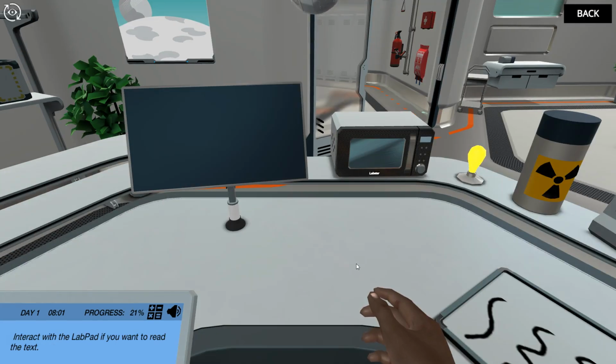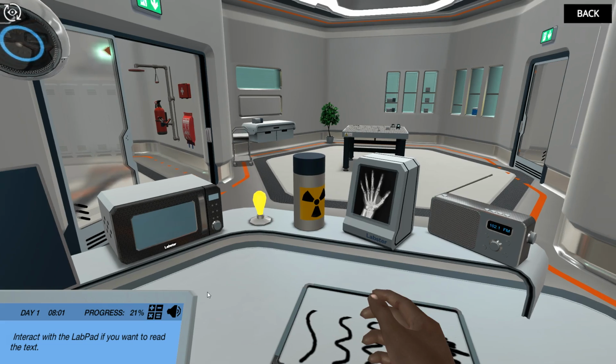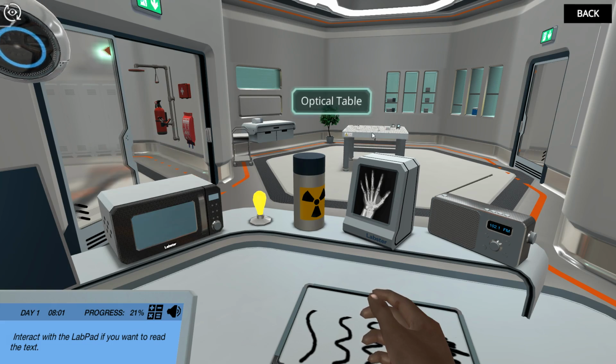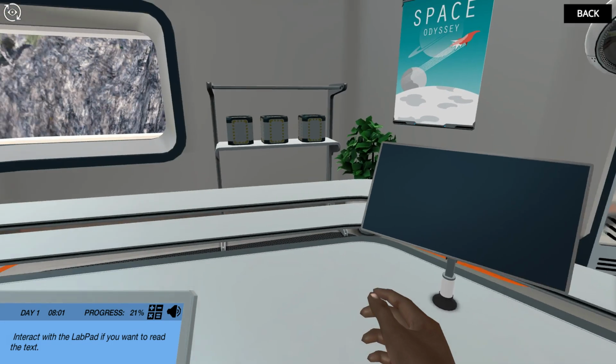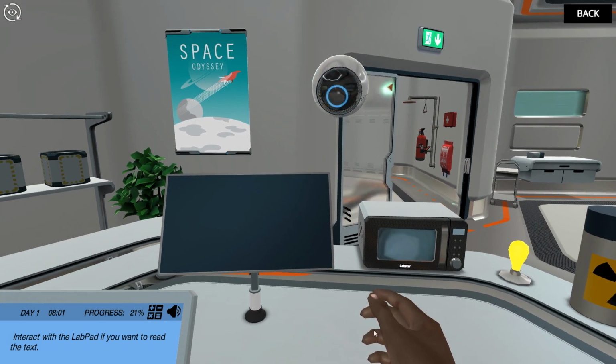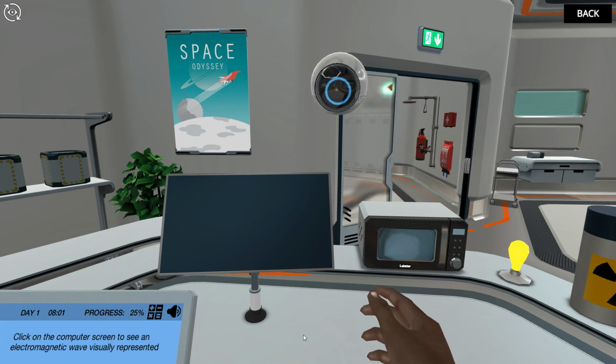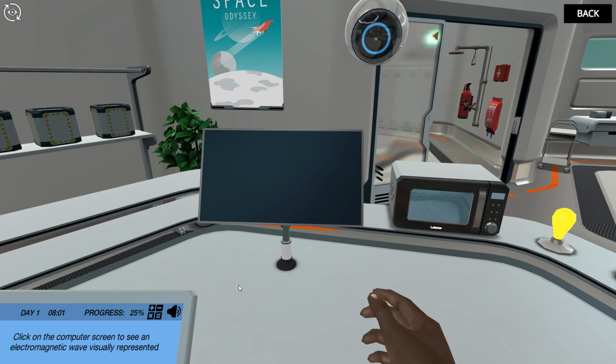The electromagnetic spectrum is a group of electromagnetic waves, ordered by their wavelength and frequency. The light that allows you to see this lab room is one type of electromagnetic radiation. Other electromagnetic waves have either longer or shorter wavelengths than visible light. Can you help me describe the uses and dangers for each type of electromagnetic radiation? Click on the computer screen to see an electromagnetic wave visually represented.